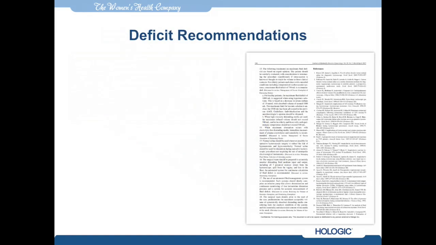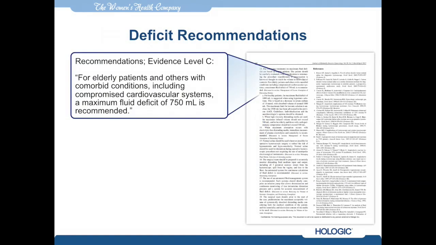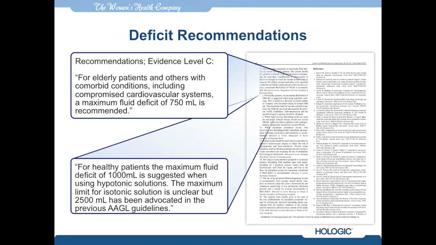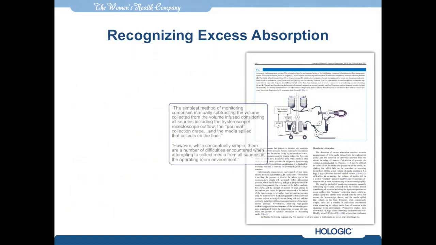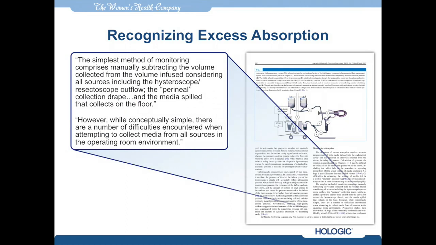For elderly patients, and others with comorbid conditions, including compromised cardiovascular systems, a maximum fluid deficit of 750 mL is recommended. For healthy patients, the maximum fluid deficit of 1 liter is suggested when using hypotonic solutions. The maximum limit for isotonic solution is unclear, but 2.5 liters or 2,500 mL has been advocated in the previous AAGL guidelines. Recommendations from this guideline also include monitoring fluid deficit very closely.